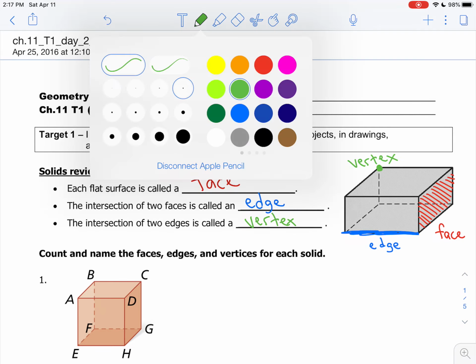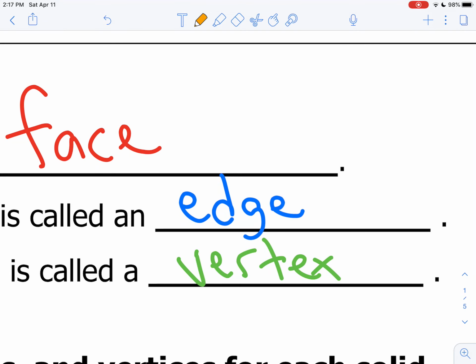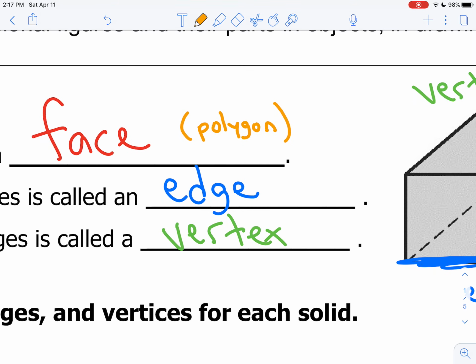So if you even want to go back, let's do this. A face is a polygon, which is chapter 10, and also chapter 6 a little bit. An edge is a segment. And a vertex is a point. So there you go.